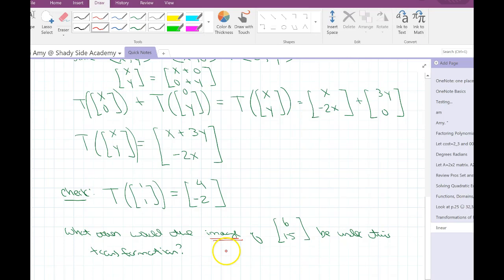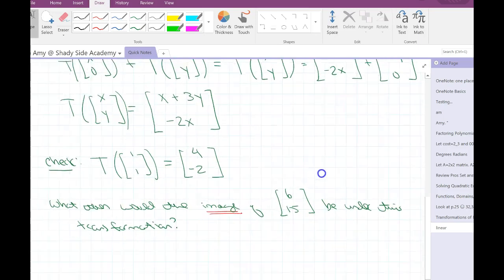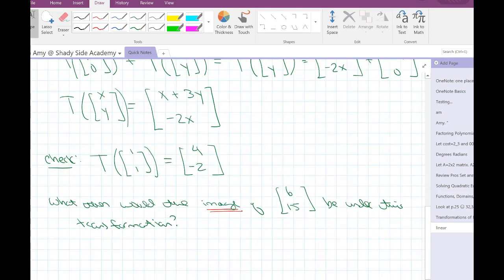The reason why is because when you talk about a transformation, you can get a little bit deep and touchy-feely if you want to. When you transform something, this is not necessarily a mathematical idea, you take one thing and change it into another. That which it changes into is oftentimes called the image. So what then would the image of the vector 6, 15 be under this transformation?